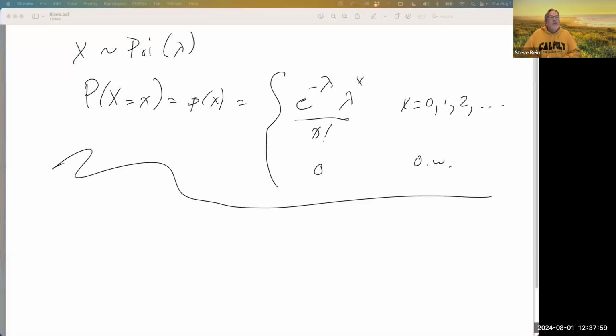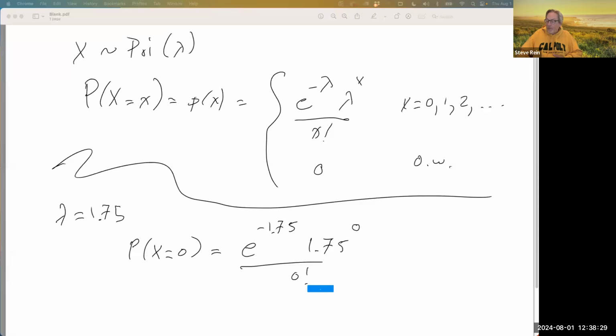So I guess if I tell you the value of lambda, and then I could ask you about the chance of any particular outcome, I think we could solve for that probability. So let's try, if lambda is 1.75, the probability that x is 0 would just be e to the minus 1.75 times 1.75 raised to the power 0 over 0 factorial.